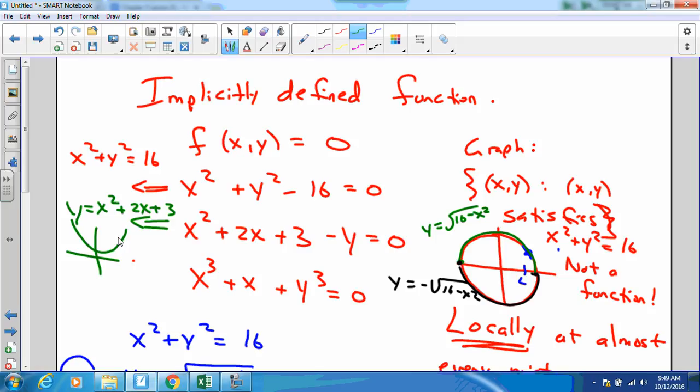So you can think of explicitly defined functions as a subset of the implicitly defined functions. Move y to the other side, and you now have an implicitly defined function. Did I just say move? I did. This one also, by the way, has a single branch. If I solve for y, I get y is the cube root of x cubed plus x.